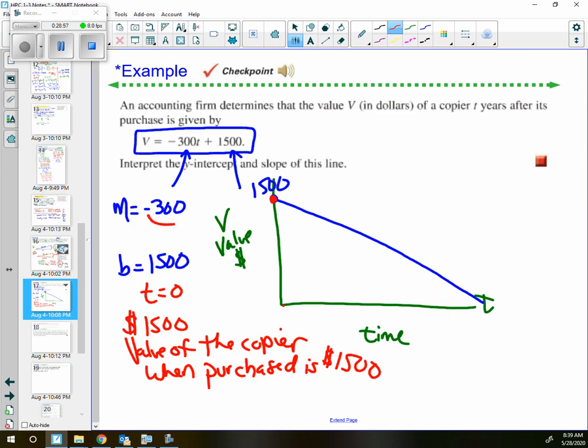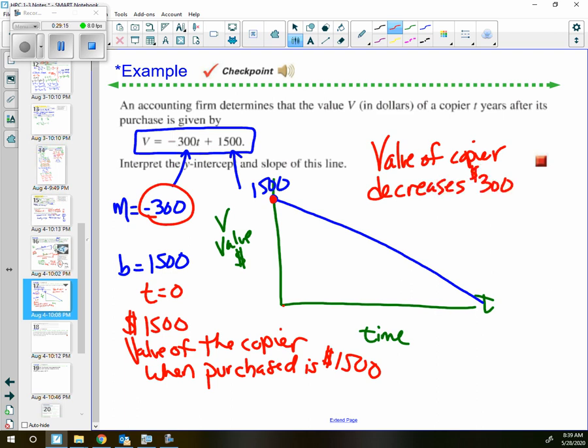So what does the negative 300 represent? Well, that slope means it's losing $300 per year. And what's losing 300? The value of the copier. The value of the copier decreases, because it's a minus, right? Decreases $300 per year. What's really important is for you to be specific, to not just say things like "it" or whatever. So we can be very precise. The value of the copier is actually decreasing. That's what this model is doing.